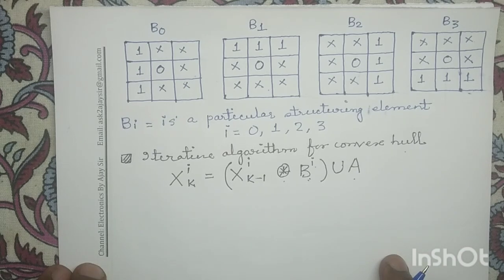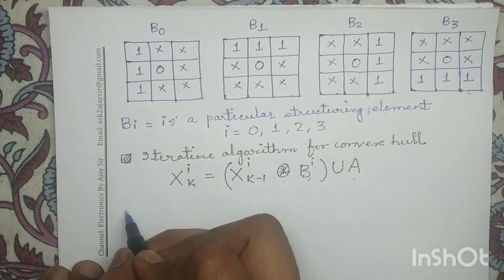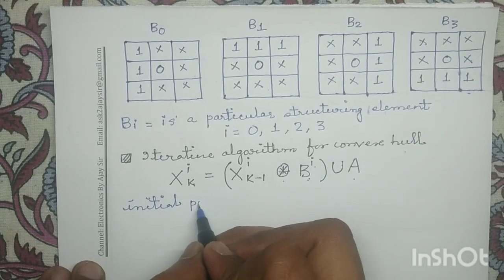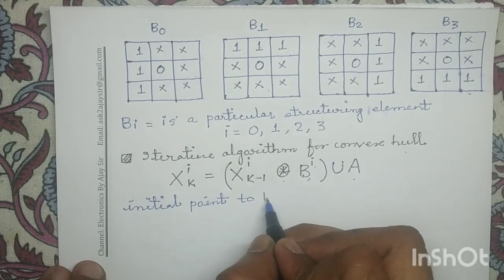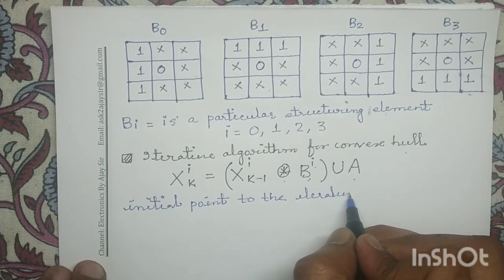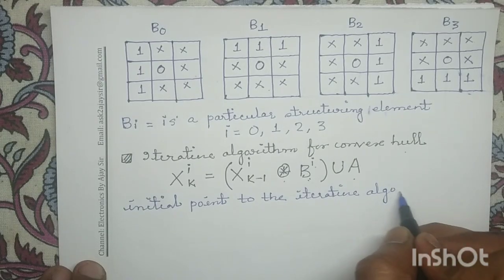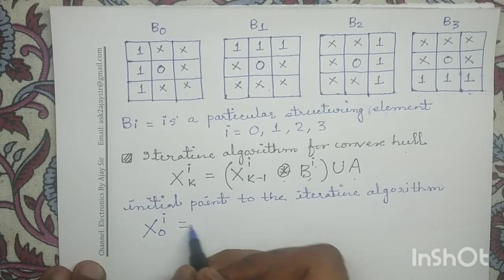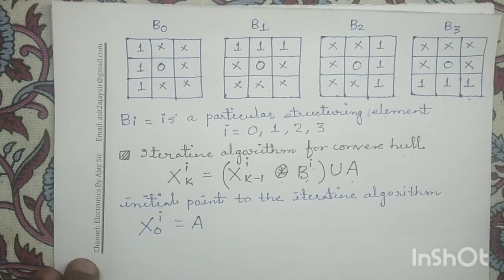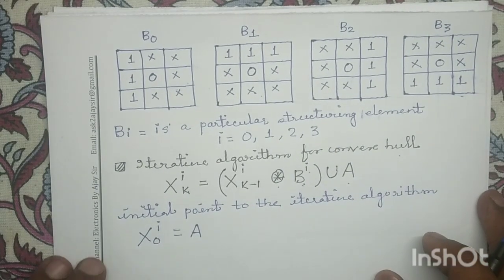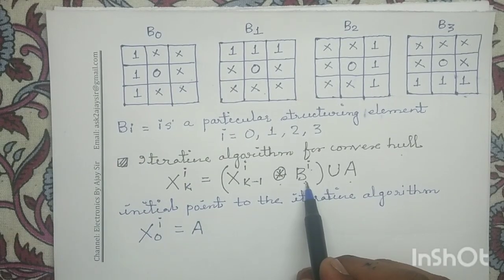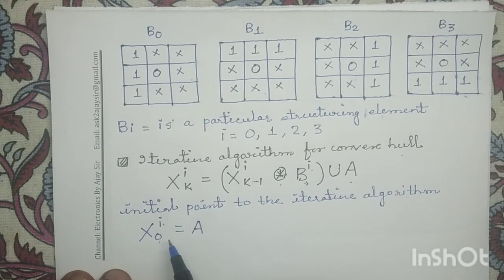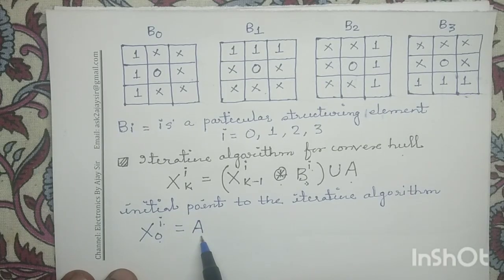Let's suppose for a particular structuring element Bi, the initial point to this iterative algorithm is given as X_0^i, which equals the original object set A. So for a particular structuring element Bi, we start our iterative algorithm with k equals 0, X_0^i equal to the object set A.